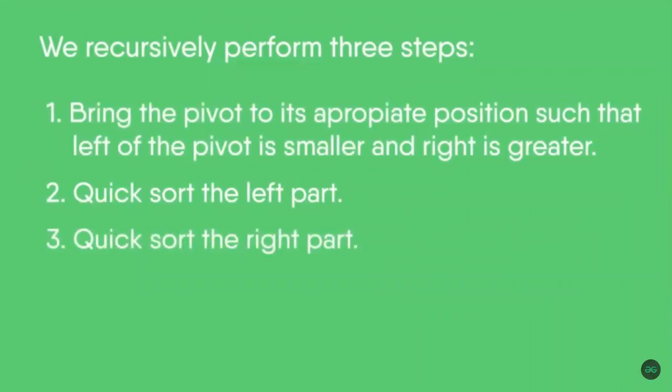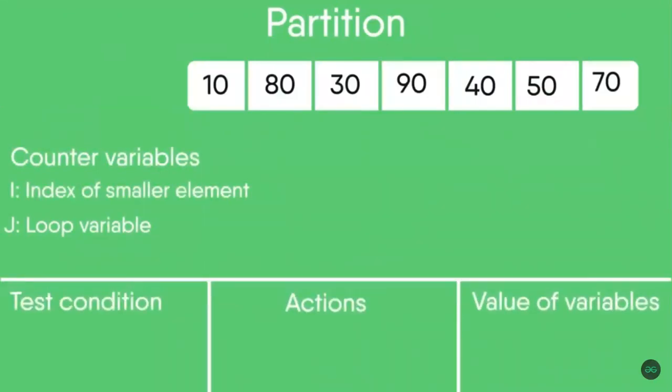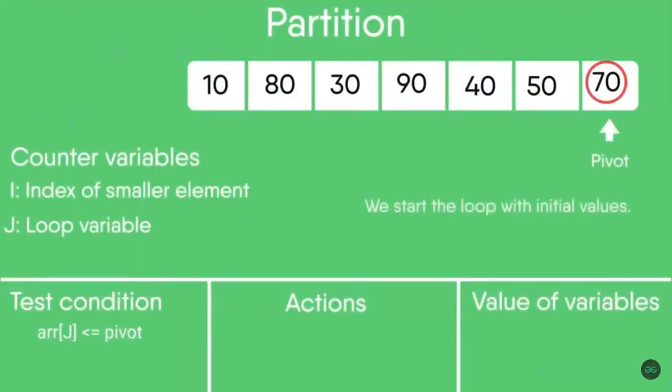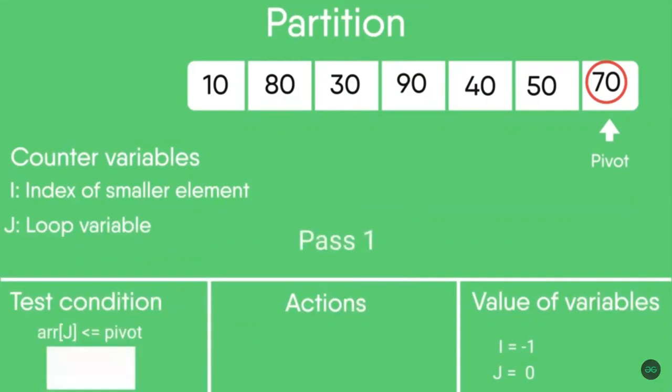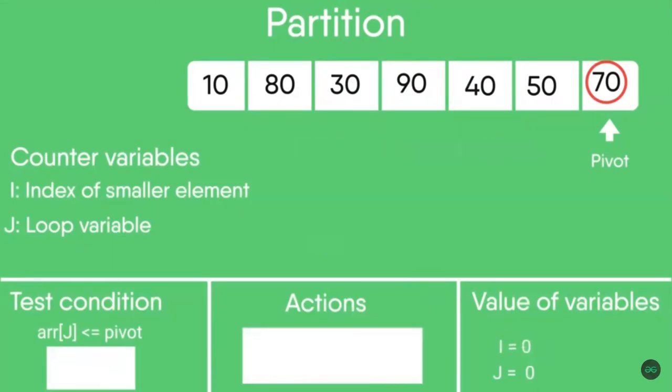Recursively perform three steps. Bring the pivot to its appropriate position such that left of the pivot is smaller and right is greater. Already discussed. So partitions, counter variables, index of smaller element, loop variables. We start the loop in pass 1. In this example, the last value is the pivot. In the PPT slide, I took the first value as the pivot, but in this animation the last value is the pivot.